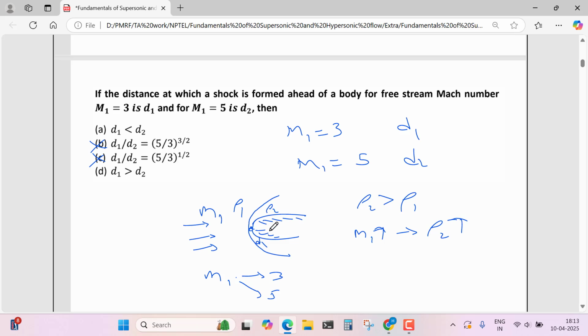for the same mass flow to pass through the body, for a higher density, the shock wave will be nearer to the body. If the shock wave is nearer to the body, it means the distance is decreasing. So if we increase the Mach number, the shock standoff distance will decrease. So that's why d1 will be greater than d2. Option D will be the correct option.